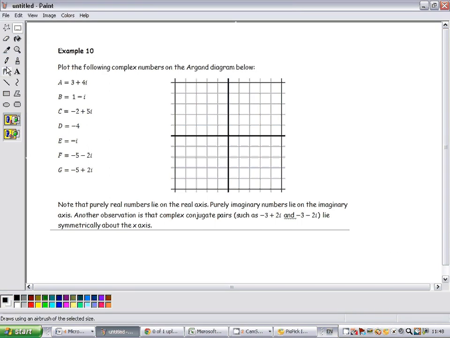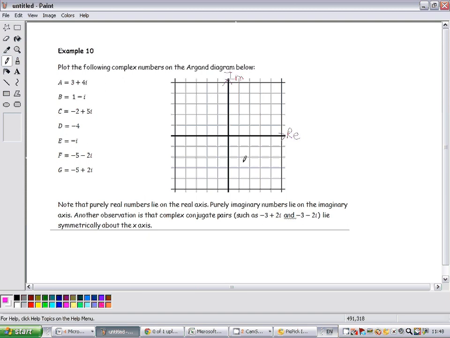Complex numbers, example 10. This is quite a straightforward example. We just have to plot points relating to each of the complex numbers on what we call an Argand diagram, which basically just looks like the coordinate axes. The x-axis is what we call the real axis. It's sometimes labelled Re. And then the y-axis is what we call the imaginary axis, labelled Im, obviously.